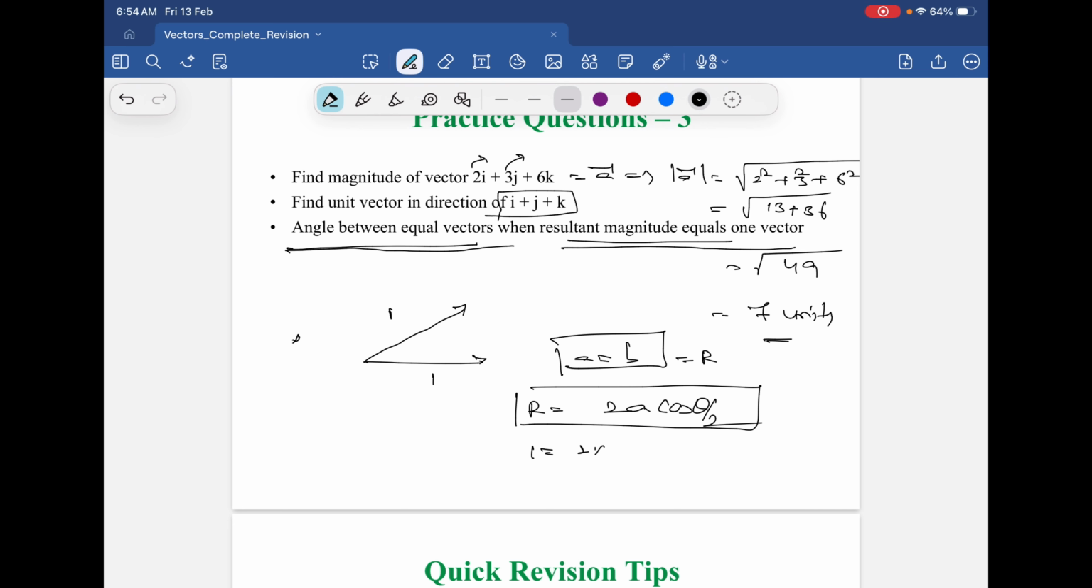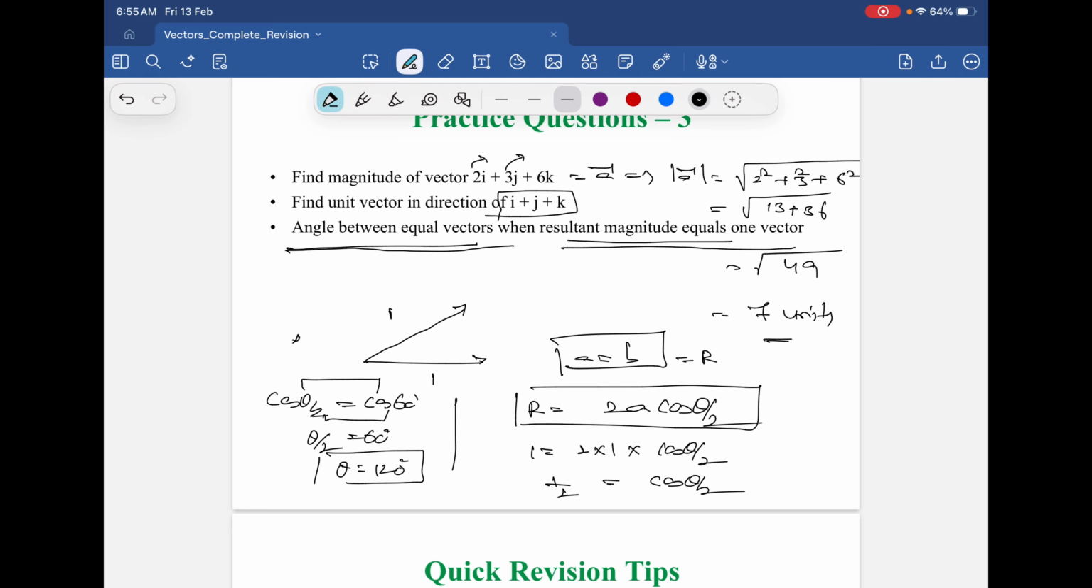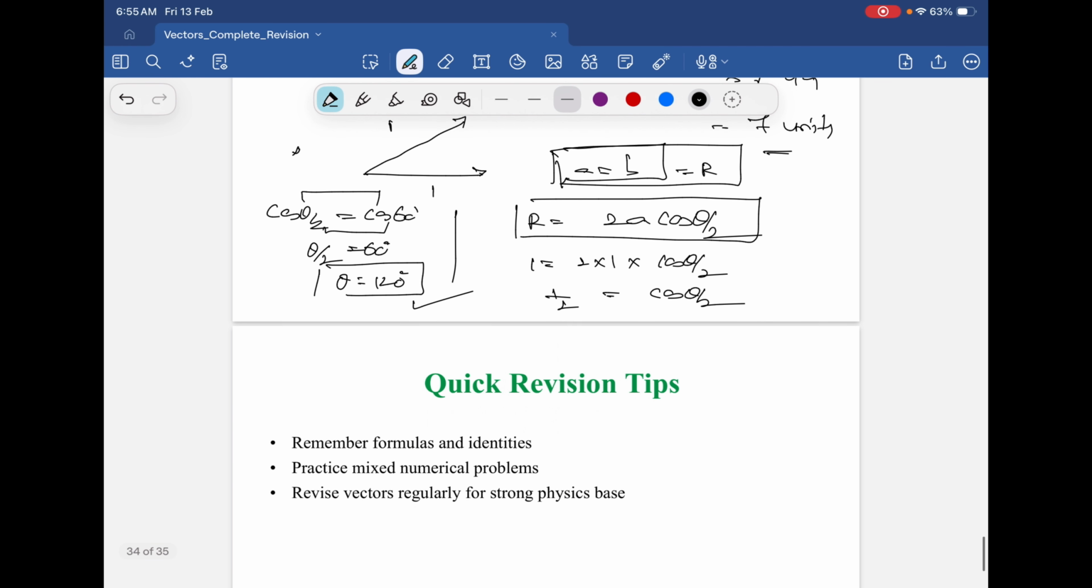So 1 is equal to 2 into 1 into cos theta by 2. So 1 by 2 is equal to cos theta by 2. So for what angle does this become 1 by 2? 60 degrees. So cos theta by 2 becomes equal to cos 60. So theta by 2 is equal to 60 degrees. When functions are equal, arguments must be equal. So theta is equal to 120 degrees. So whenever two vectors are of equal magnitude and the resultant is also equal to one of them, then the angle between the vectors becomes how much? 120 degrees. Okay, this is how I have done basic numericals and quick revision.